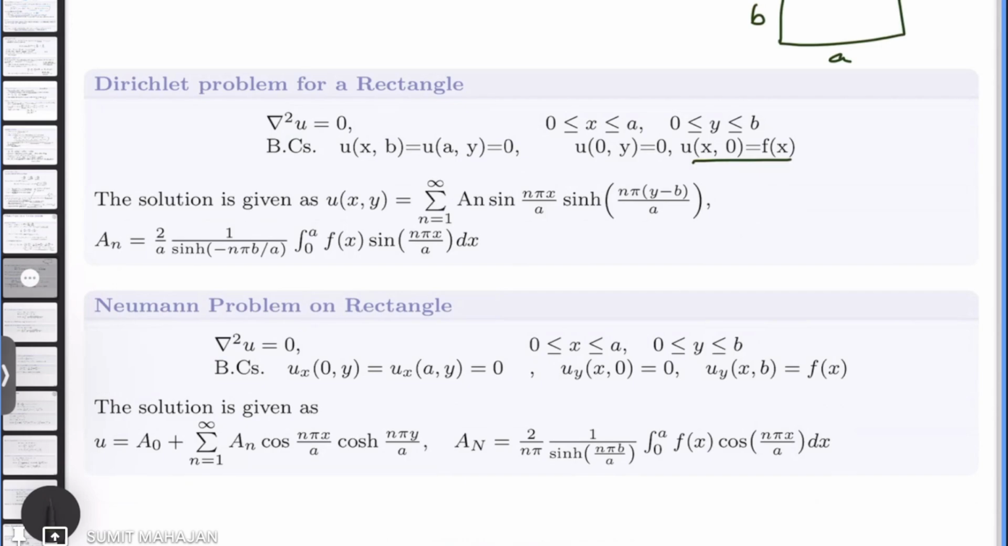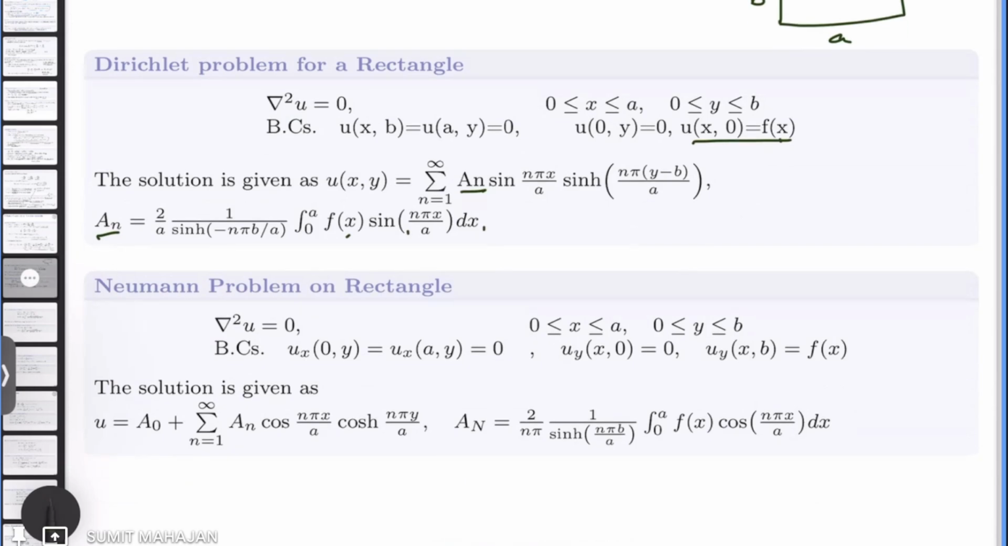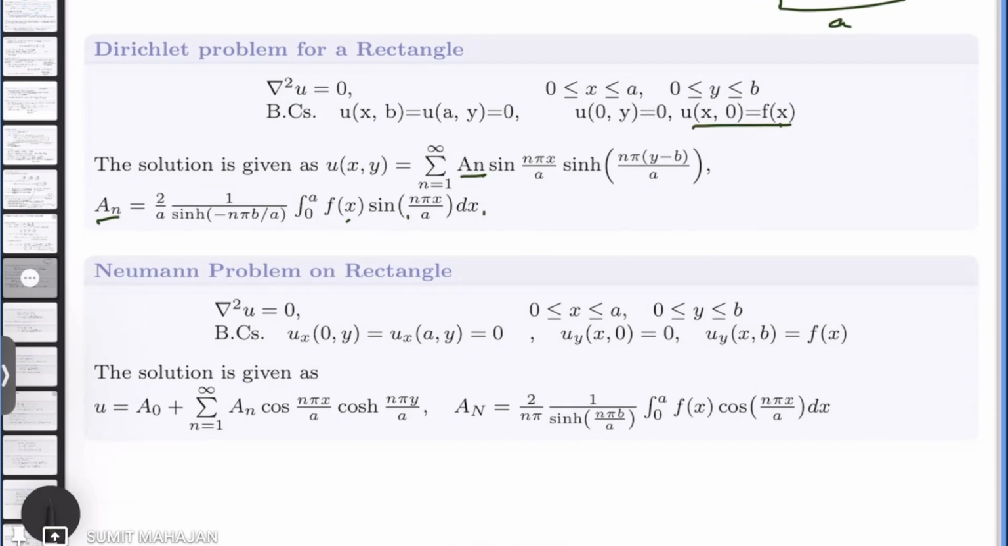In this case, the solution is given by u of x comma y, where the coefficient a n is given by 2 upon a, 1 upon sinh, where sinh is a hyperbolic function, e raised to power x minus e raised to power minus x, divided by 2, times the integral from 0 to a of f of x sin n pi x upon a dx. So this is the solution. Here we were given the Dirichlet boundary condition, so we are given data on the boundary.